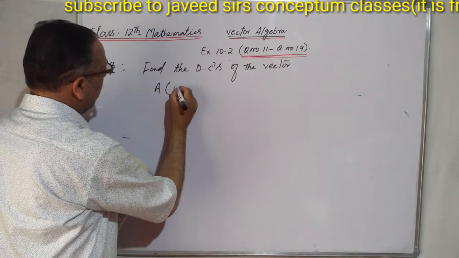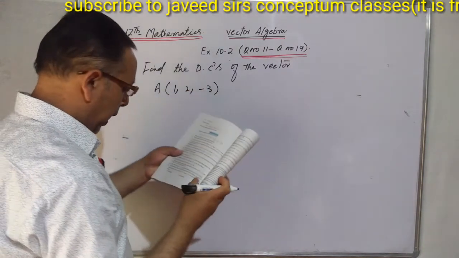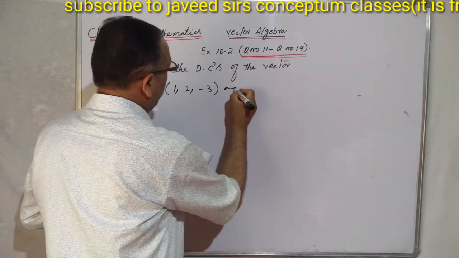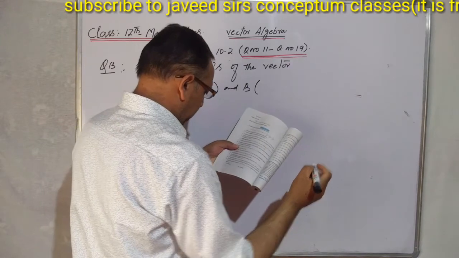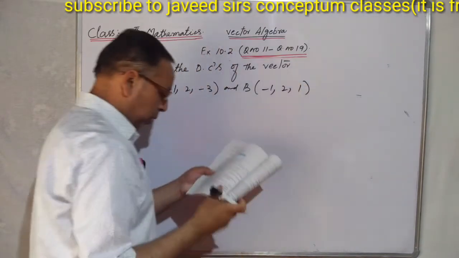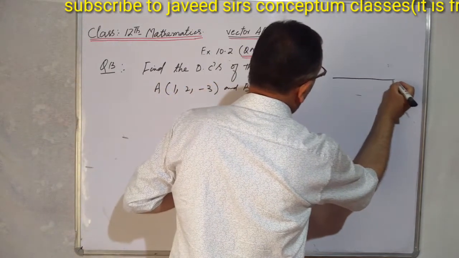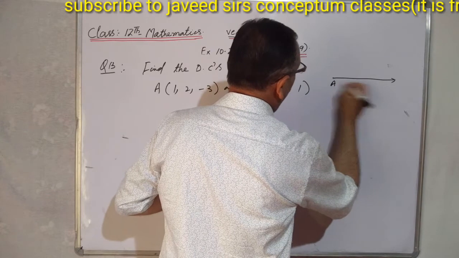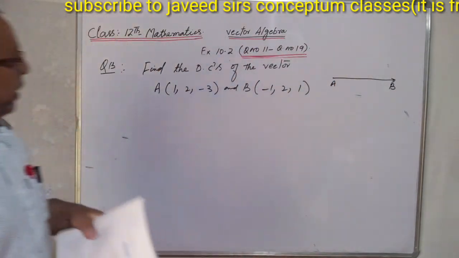A having coordinates 1, 2, minus 3, and B having coordinates minus 1, minus 2, 1, and the vector is directed from A to B. The vector is like this. It's directed from A to B. You have to find the direction cosines.